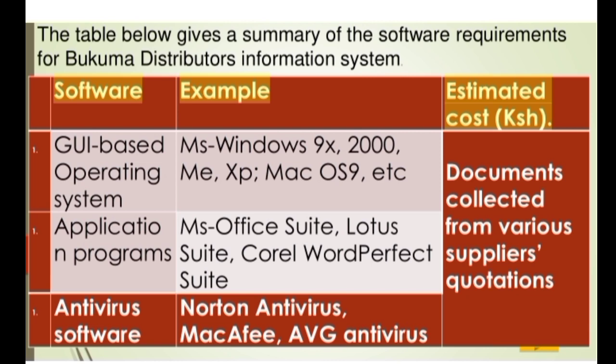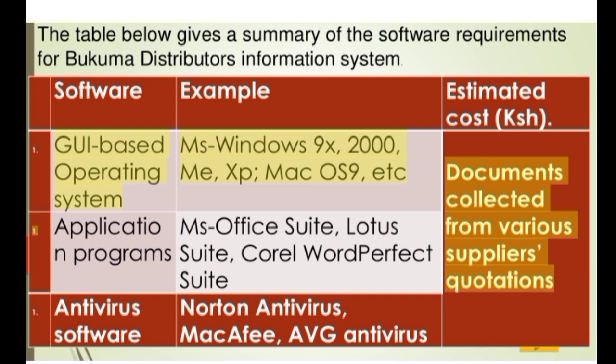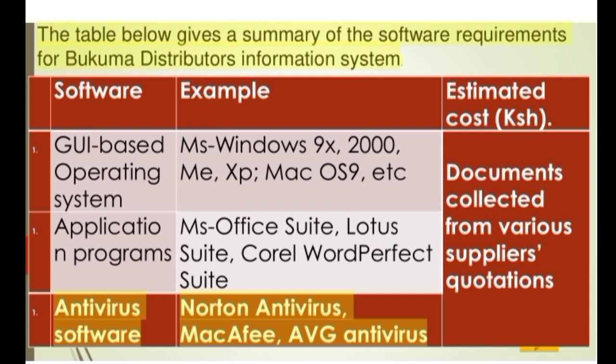Part 24, 4.2.4 Hardware and Software Requirements. Sample 1. Software. Example. Estimated cost. Cash. 1. GUI-based operating system: MS Windows 9X, 2000, ME, XP, Mac OS 9, etc. Documents collected from various suppliers. Quotations. 1. Application programs: MS Office Suite, Lotus Suite, Corel WordPerfect Suite. 1. Antivirus software: Norton Antivirus, McAfee, AVG Antivirus. The table below gives a summary of the software requirements for Bukuma Distributors Information System.